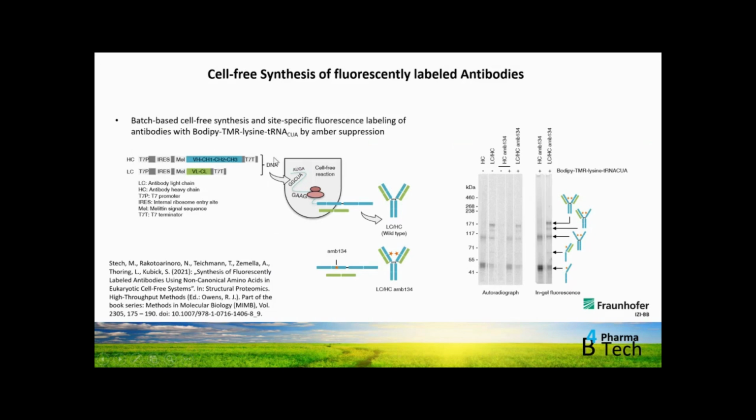We add the heavy chain, but also the light chain, and this was already published, to assemble the IgG, and we introduce the amber stop codon into the heavy chain at a very defined position. In the end, BODIPY lysine tRNA was added to visualize the different types of antibodies that have been produced in the cell-free system.